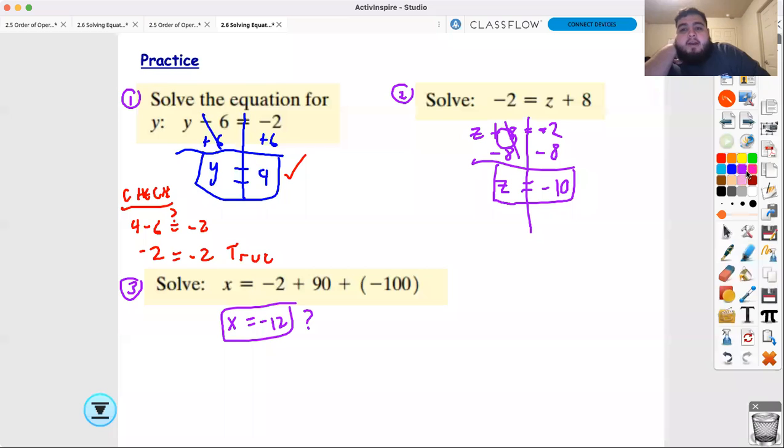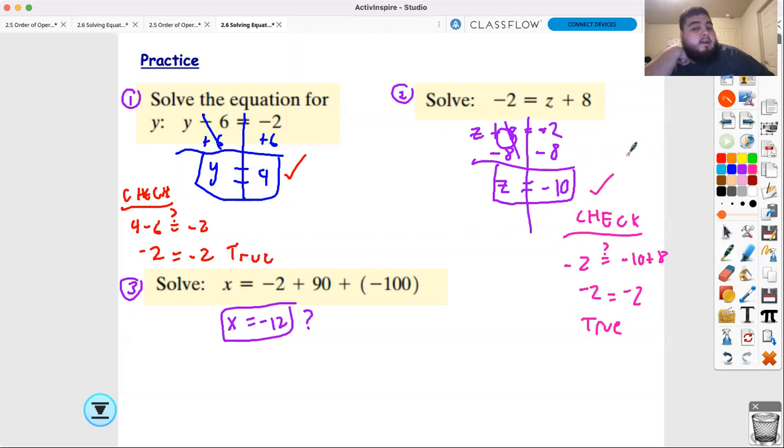Then we have to check, right? Well, not that we have to check, but I want you to check. This is a good habit to start doing early on. So I would do -2 equals question mark -10 plus 8. And then we'll simplify that in the calculator. You get -2 equals -2, which is true. And this is a correct solution.